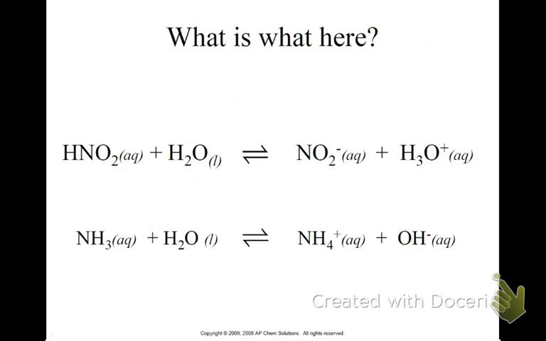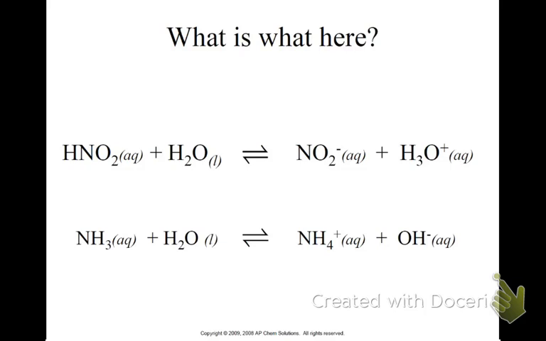All right, so here's a practice problem for us to take a look at then. This is what you're going to see a lot of in the practice problems. So HNO2, that is nitrous acid, reacting with water to produce nitrite and hydronium. H3O+, by the way, is hydronium. It's another thing you're going to see a lot of during this unit.